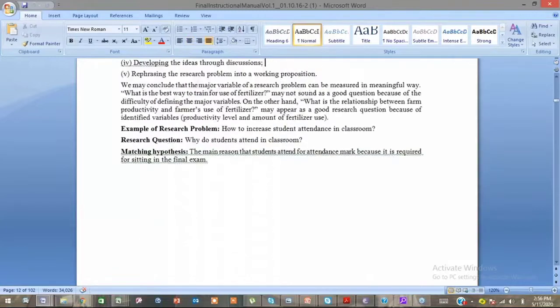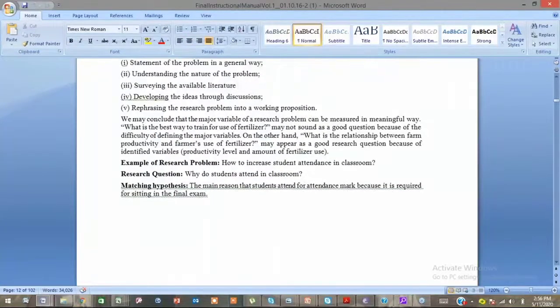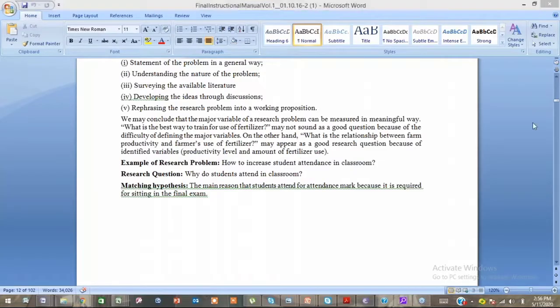Go to chapter 3. Example of a research problem: how to increase student attendance in class. Research question: why do students attend class? You want to increase it. It's a very big problem here, because let's look at how many of us are online now. 75 students are online out of 150 students that registered for this course. So it's a problem. Why do students attend class?